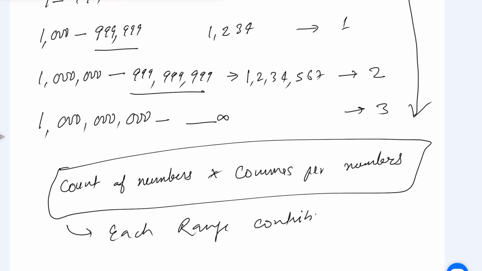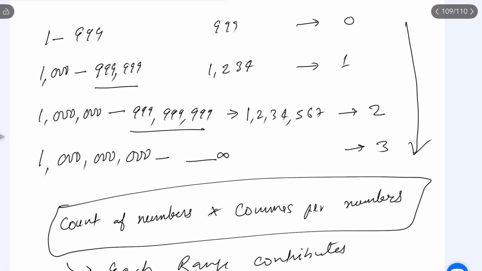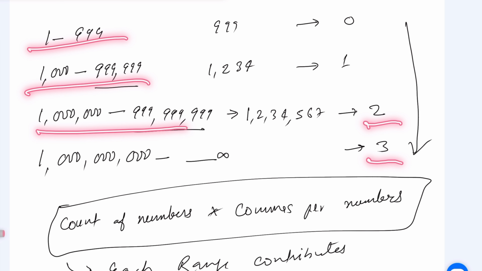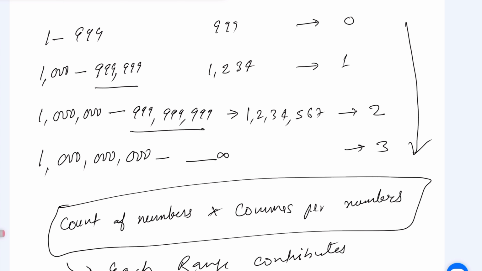So each range contributes some commas. If you see above, for the range from 1 to 999, we get 0 commas. If we take the range 1000 to 999 comma 999, we get 1 comma per number we take here. Similarly, each range contributes some commas. The very first range is not contributing, but after that it is contributing.